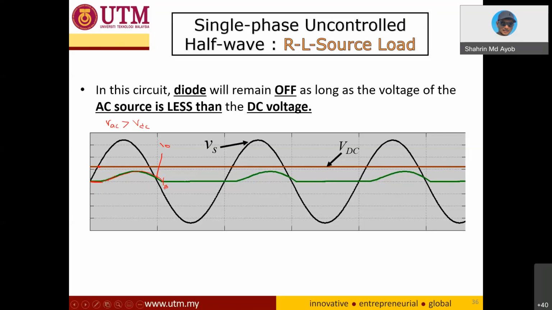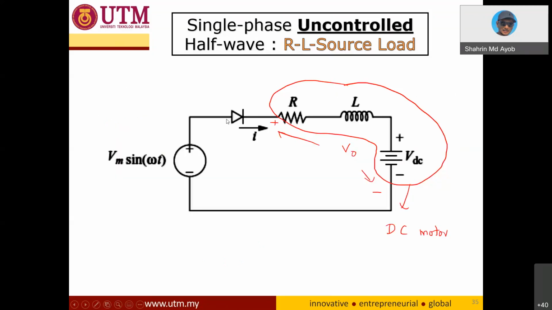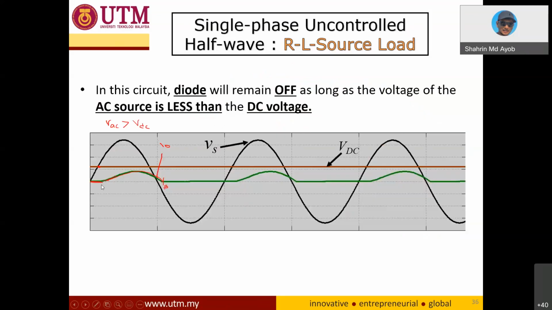Okay, so that is the only difference. The only difference is that the diode, right now at this part is actually VAC, and at this part is actually VDC. So this diode will turn on when VAC is larger than VDC. Then the diode will turn on and the current will flow. So that's why we have a current flow here after this point.